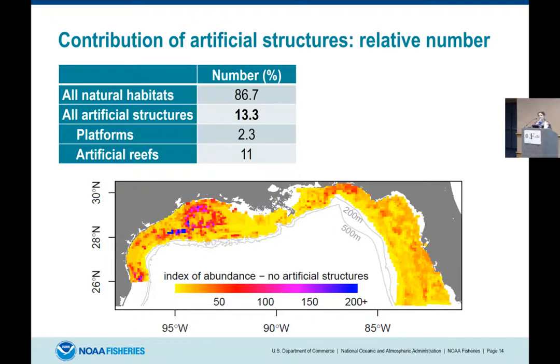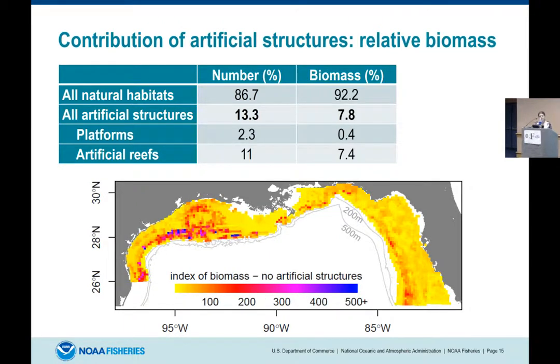Again, because this was an age-structured model, we can calculate the biomass using conversions from age to weight. And because, again, a lot of the oil rigs in particular harbor younger fish in general, the contribution in terms of biomass is a bit lower according to our model. So we get about 8% on artificial structures, 0.5% on platforms, and 7.4% on artificial reefs. And there's our index of biomass with the artificial structures.